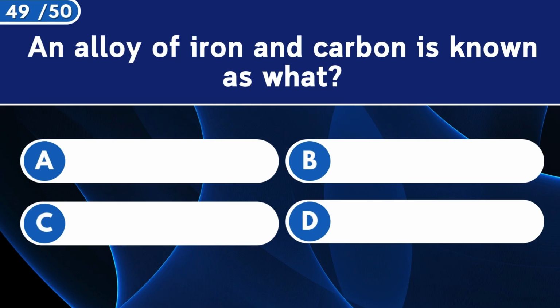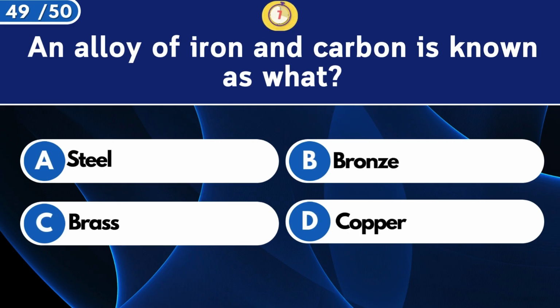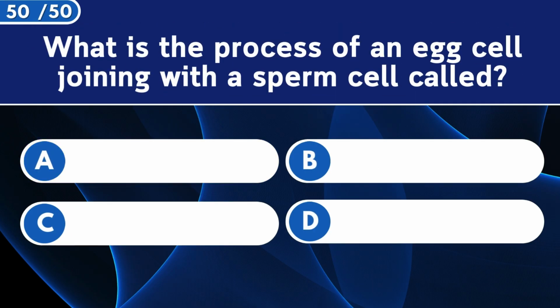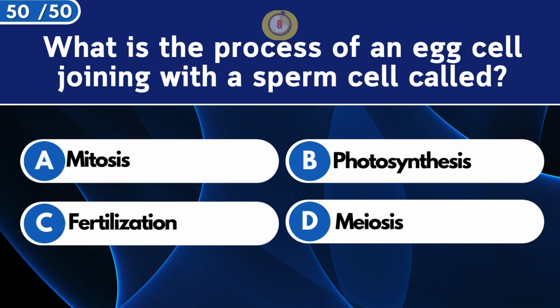An alloy of iron and carbon is known as what? Steel. What is the process of an egg cell joining with a sperm cell called? Fertilization.